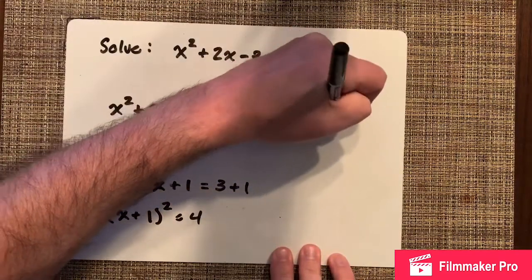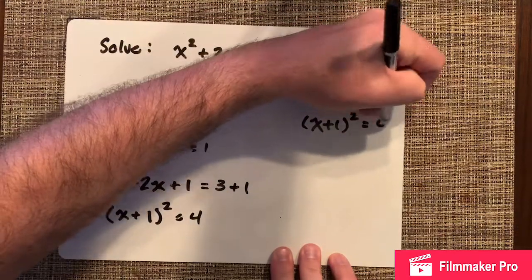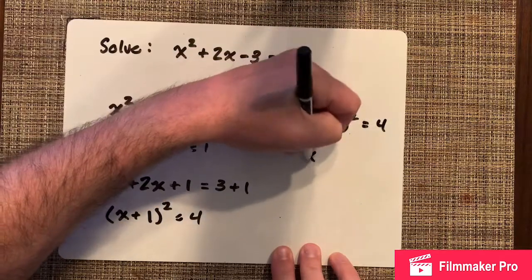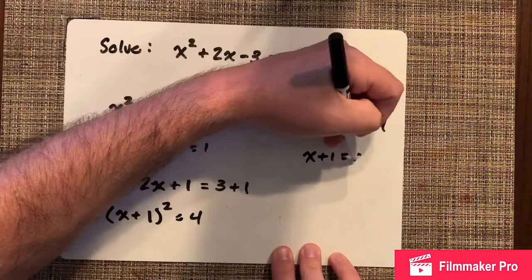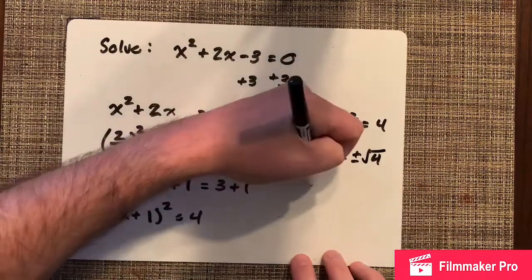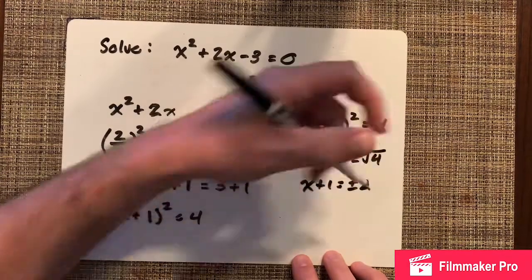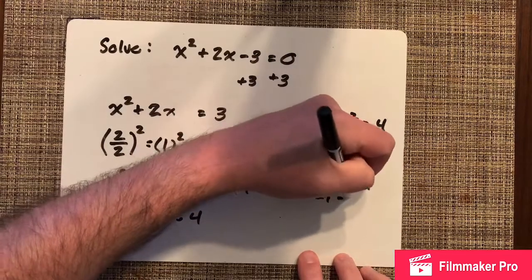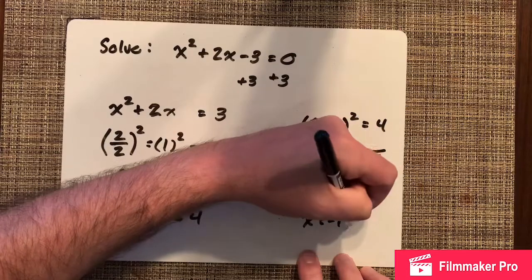x plus 1 squared equals 4. Okay, first step, we're going to take the square root of both sides. The x plus 1 drops out, and then we're going to get a plus minus root 4. Well, the square root of 4 is 2, so now we have x plus 1 equals plus or minus 2. The 1 to plus 1, we're going to subtract from both sides. x equals negative 1 plus or minus 2.